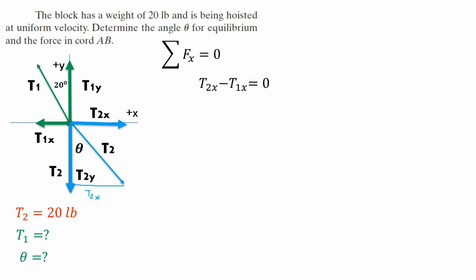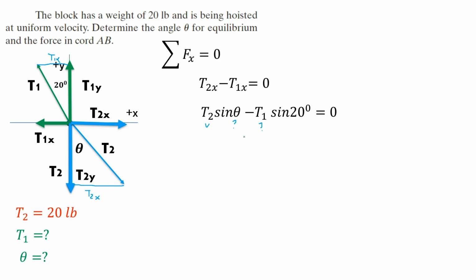If we look at the relationship of theta to T2x, it is opposite, so that will be sine. So what we have here is T2 sine theta. For T1x, that is also here, opposite of 20 degrees, so it will be T1 sine 20 degrees. This is the formula for getting the components T2x and T1x. Since we know T2 but don't know theta or T1, there are 2 unknowns.